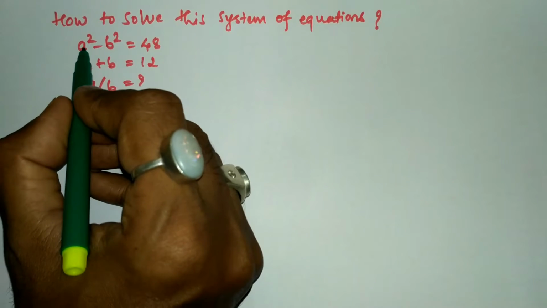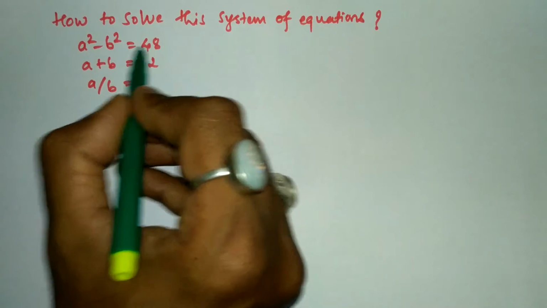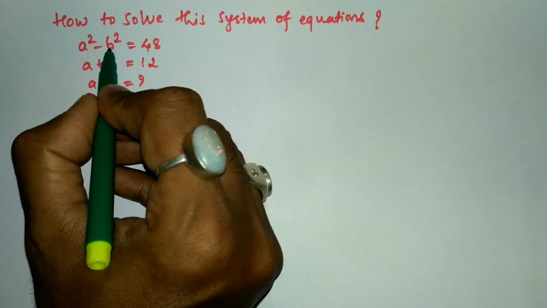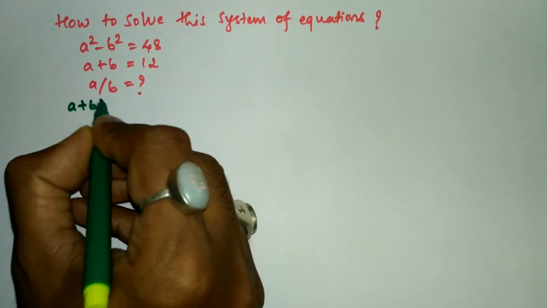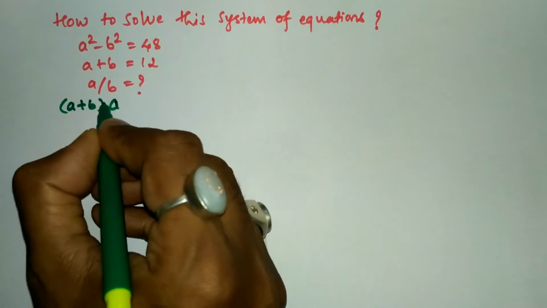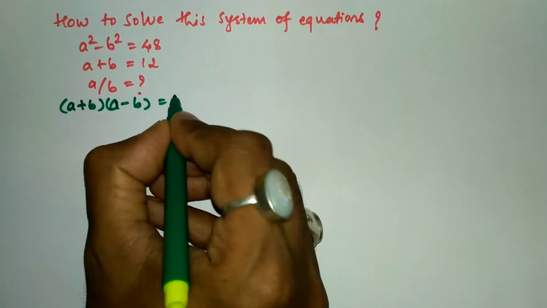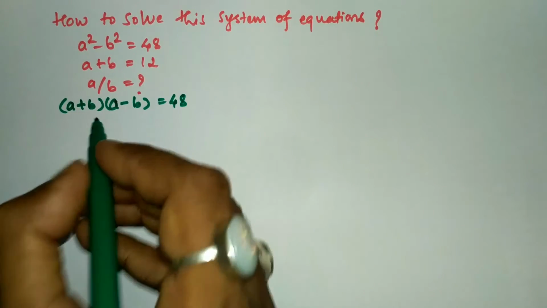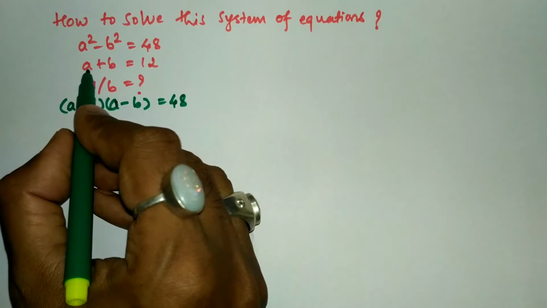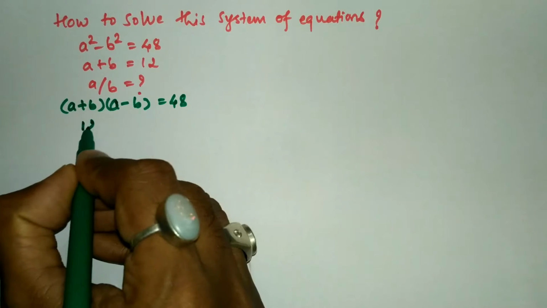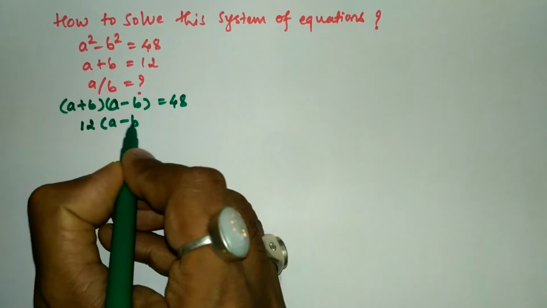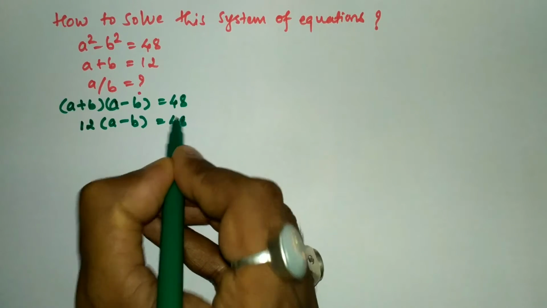Now, let us take the first equation. So here a² - b² can also be written as (a + b)(a - b) = 48. Here they've already given a + b = 12. So in place of a + b, I'm going to write 12 × (a - b) = 48.